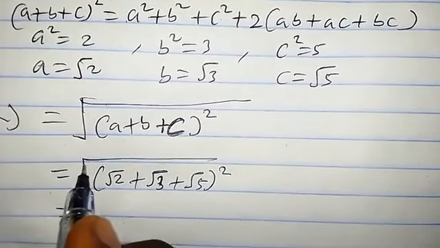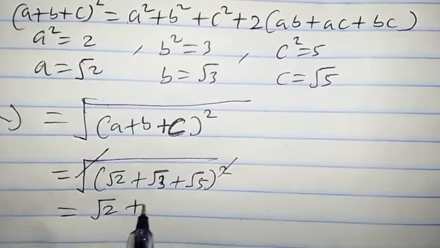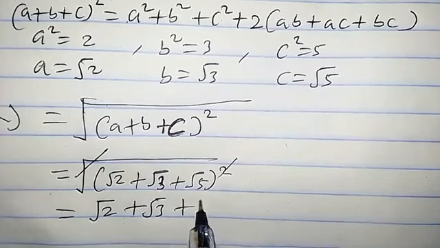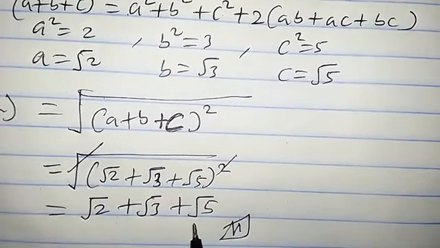So this equals, this square root takes care of these two. So we have square root of 2 plus square root of 3 plus square root of 5. So this is the required solution. You can confirm this by checking it in your calculator.